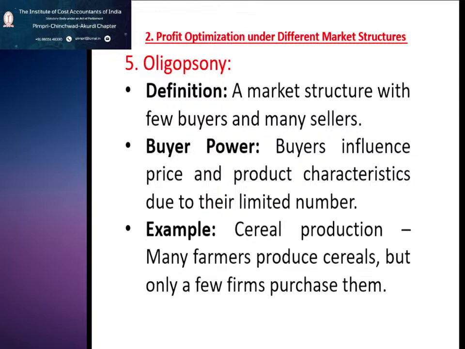Then one more type of imperfectly competitive market is the oligopsony. Oligopsony is defined as a market structure with few buyers and many sellers. So it's not a single buyer, but few buyers and many sellers. The buyers have the power; they influence price and product characteristics due to their limited number. Example: cereal production. Many farmers produce cereals, but only a few firms purchase them. So it's a case of oligopsony.